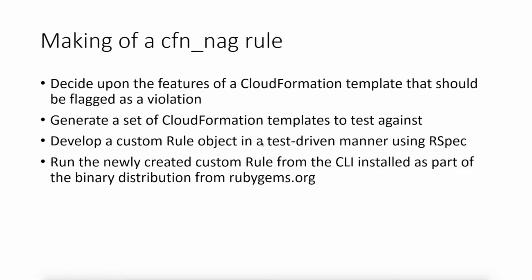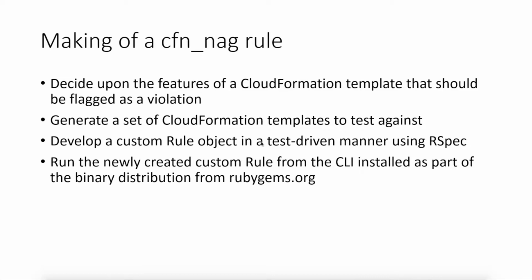Greetings. This screencast will walk through the making of a CFN-NAG rule. In the more recent versions of CFN-NAG, rules are authored in the Ruby language. Therefore, we will walk through a test-driven process for creating these rules in Ruby. There are 4 basic steps.